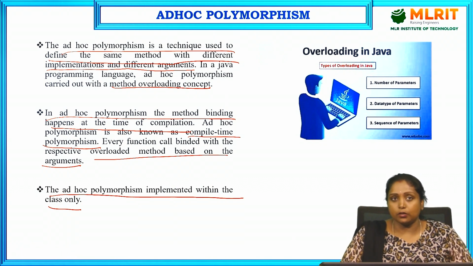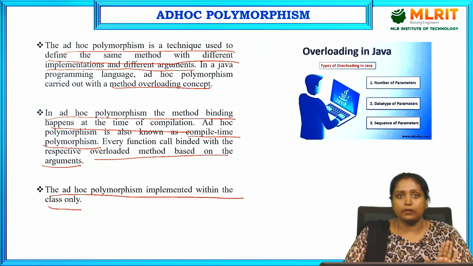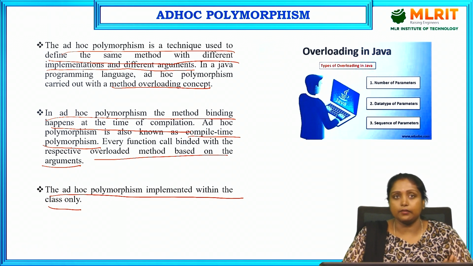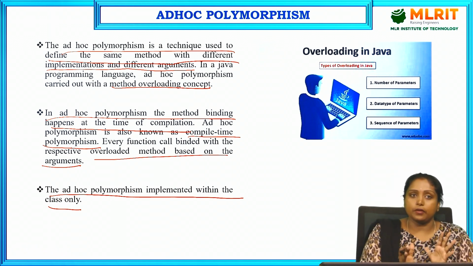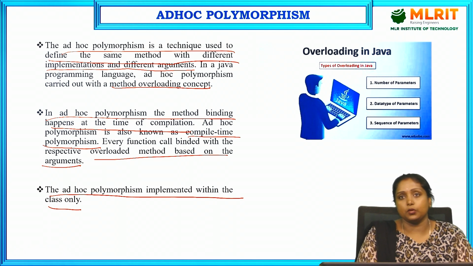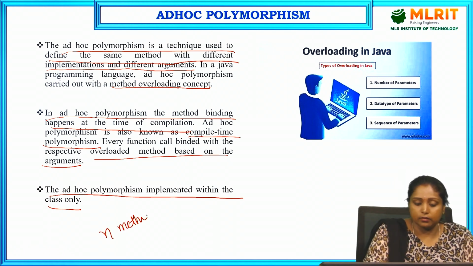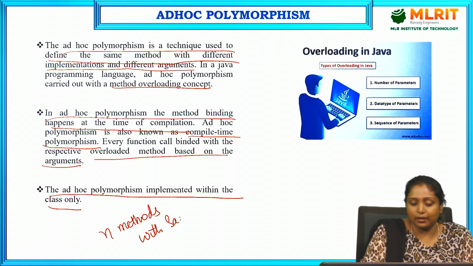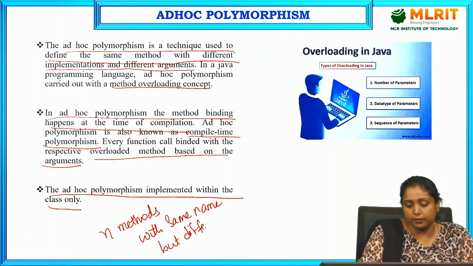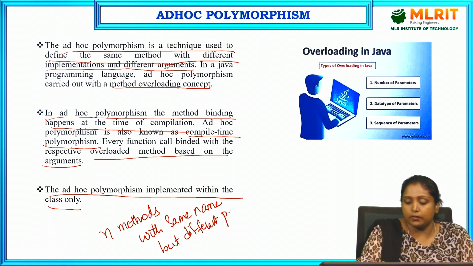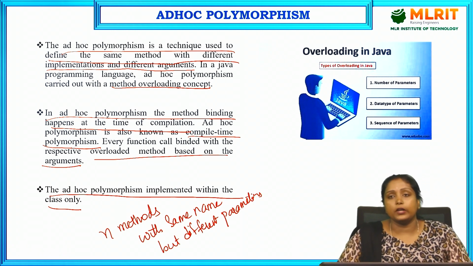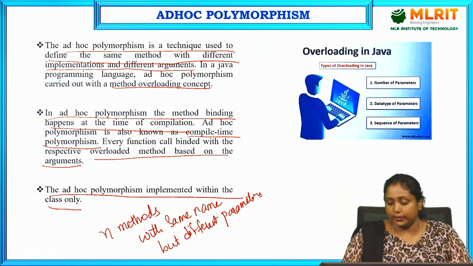So what is method overloading? You are writing n number of functions with the same name, known as n methods with the same name but different arguments or different parameters. This is known as method overloading or ad hoc polymorphism.